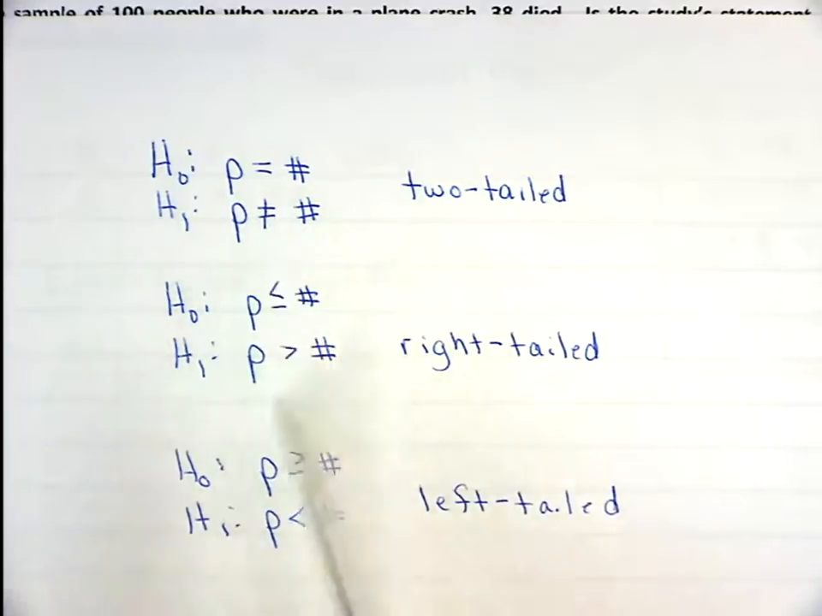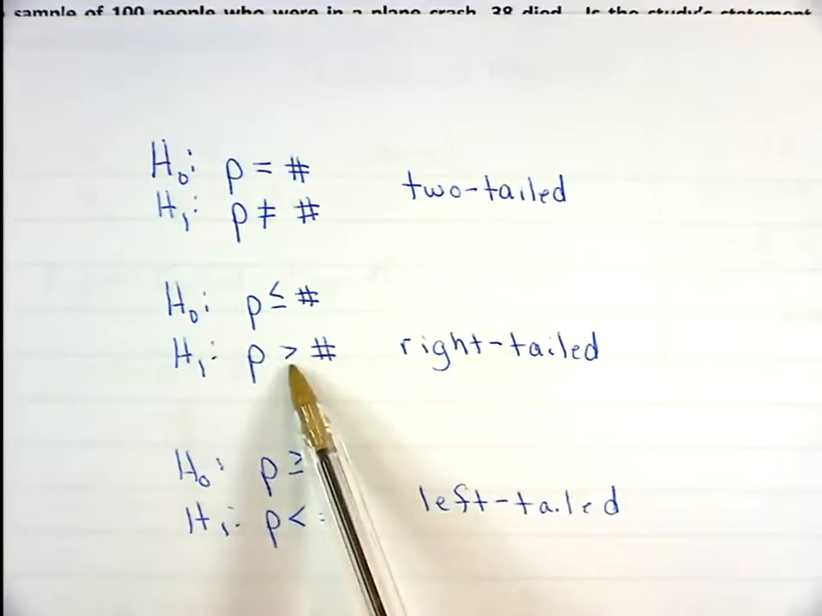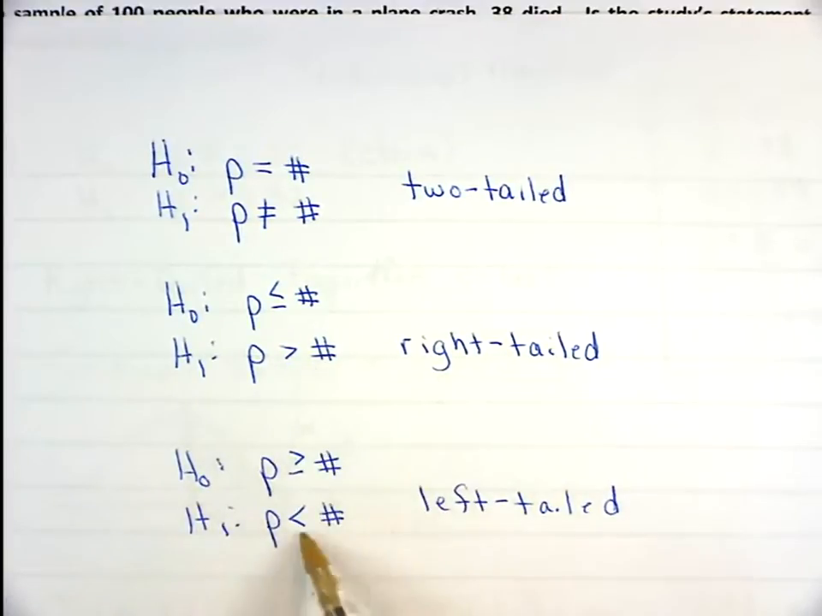Not equal to, greater than, less than. Remember, greater than points to the right, so it's right-tailed. Less than points to the left, so it is left-tailed.